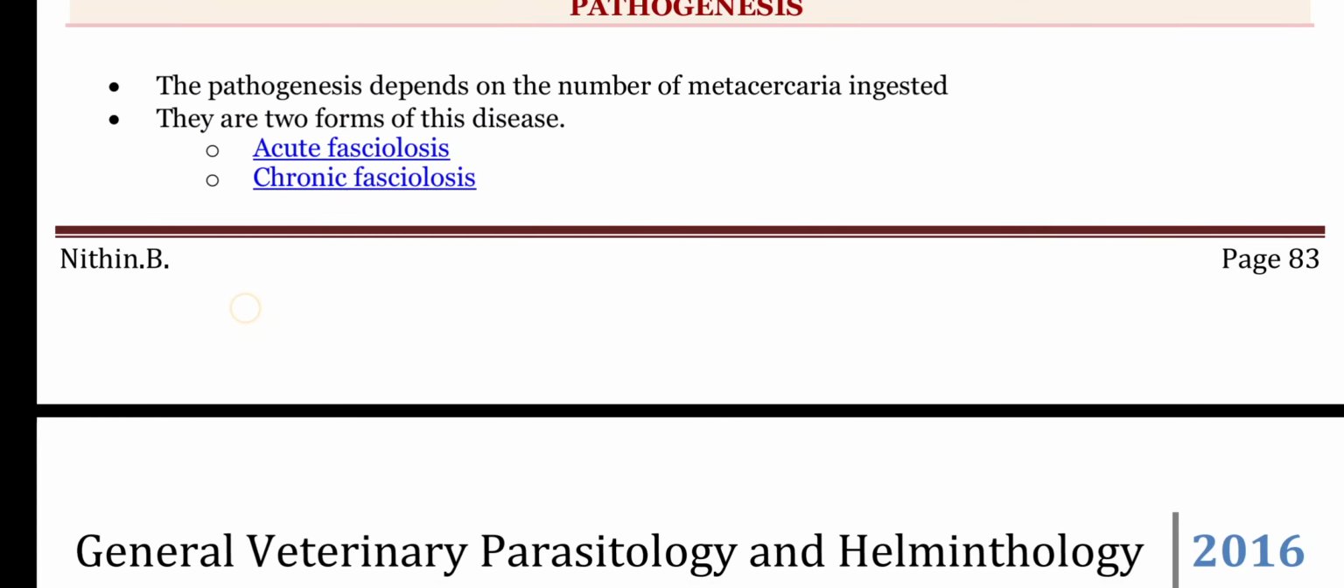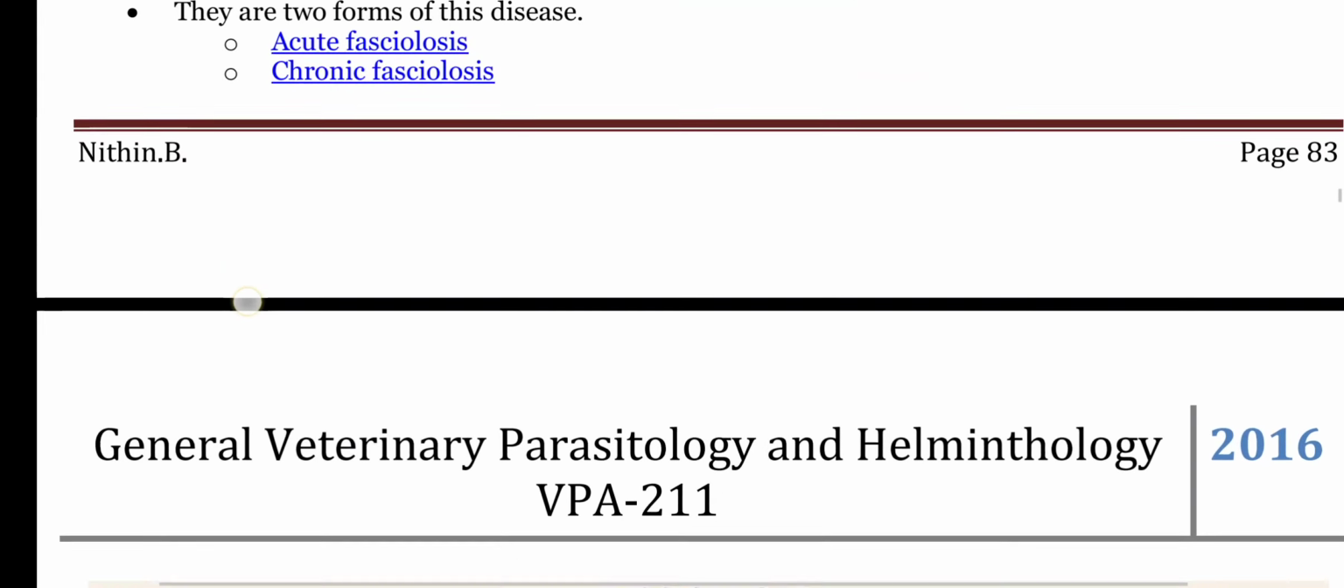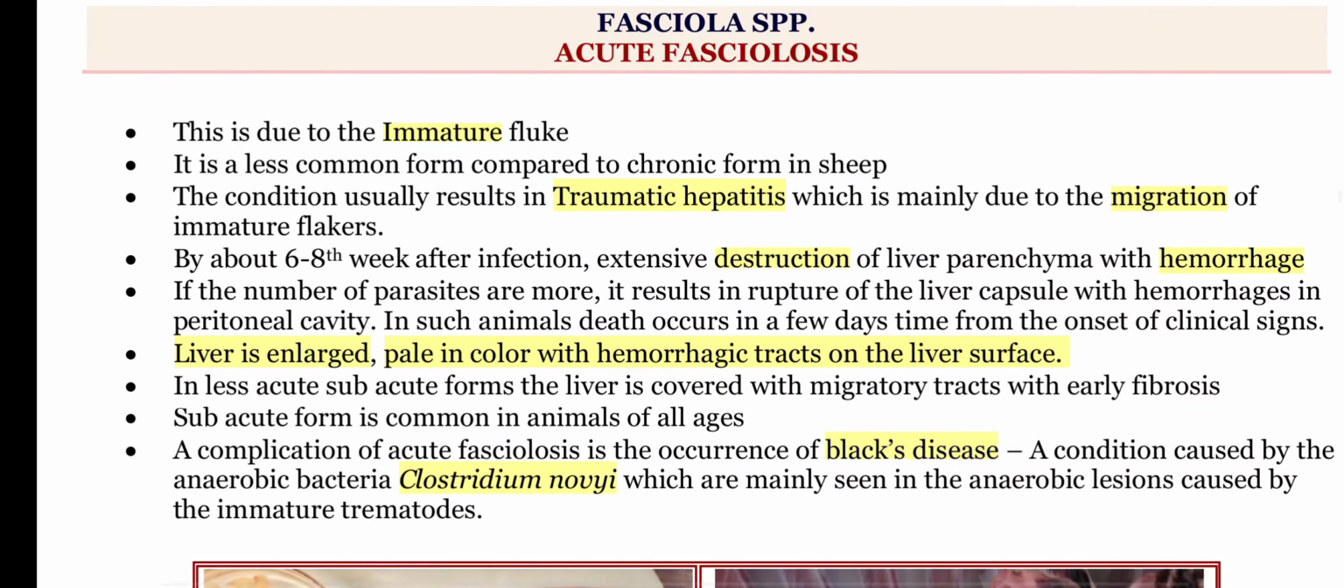This is a very important aspect of the disease, where one can divide the pathogenesis into acute fascioliasis and chronic fascioliasis. In the case of acute, it is due to the immature flukes, because the damage due to immature flukes is very huge, so the disease occurs suddenly.